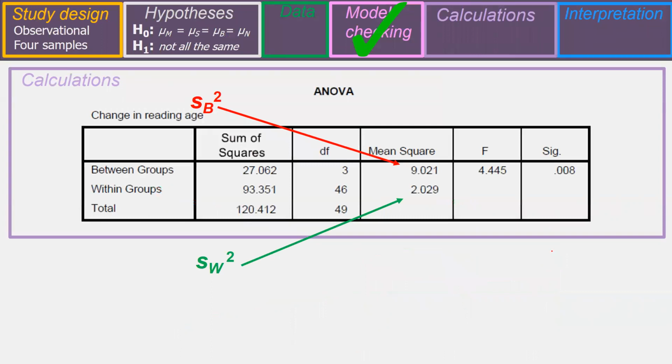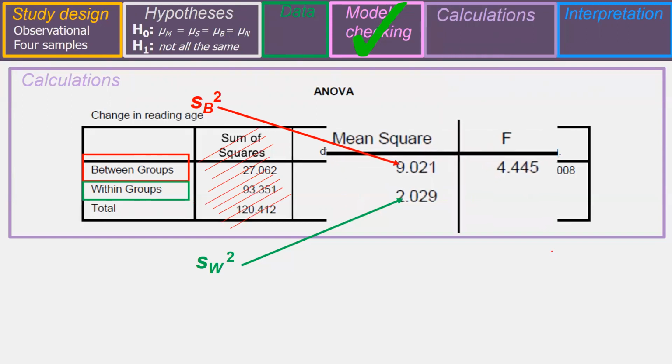On the output from SPSS, we ignore that first box, the sum of squares, and the mean square box, that's where our S squared B and our S squared W are. It even says between groups on the table and within groups. The between group variability has a measure of 9, the within group variability has a measure of 2. To calculate the F statistic, we just divide top one by the bottom one, and it equals 4.445. That's simple. Okay, so it's always the top one divided by the bottom one, just like a fraction.